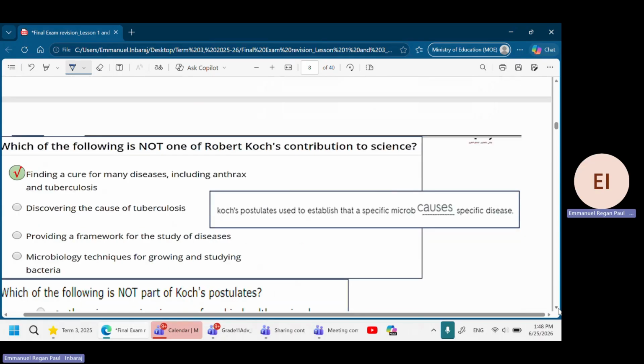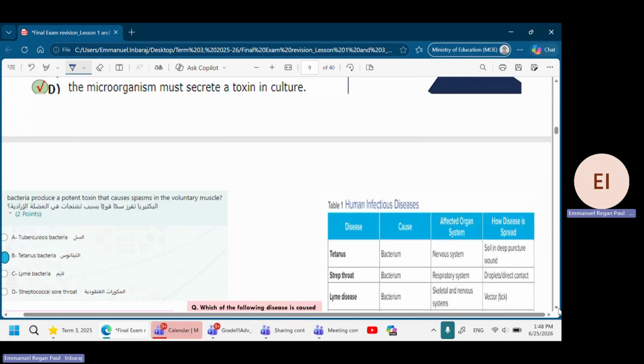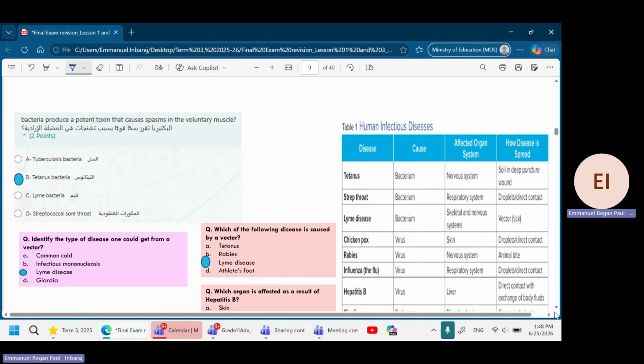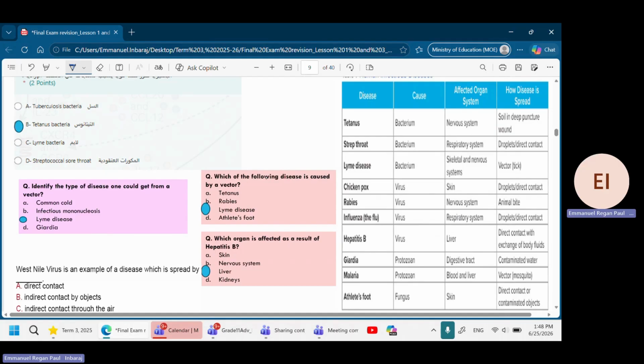The next question here, see. So you have many questions. You can read it. I will be sending you this. You can read it from here. Now let's do some questions from the table. You see what is the question here? Which of the following diseases is caused by a vector? See here, there are two diseases caused by a vector. One is by the tick and one is by the mosquito. Lyme disease is caused by a vector. Malaria is caused by a vector. But here you have only Lyme disease. So this is your answer, Lyme disease.